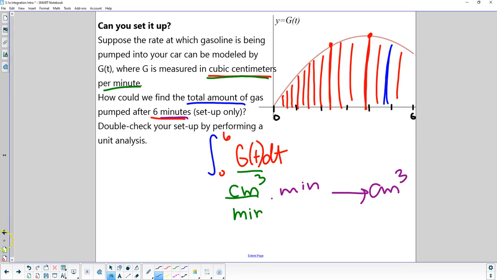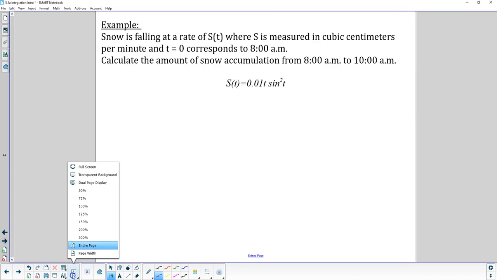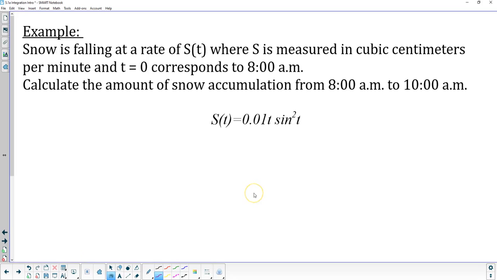All right, let's try bringing the calculator into it now. Snow is falling at a rate of S of t, where S is measured in cubic centimeters per minute and t equals 0 corresponds to 8 a.m. Calculate the amount of snow accumulation from 8 to 10 a.m. Okay, this is an integral. Why? Calculate the amount, right? So this is a how much, so I'm going to take the integral.